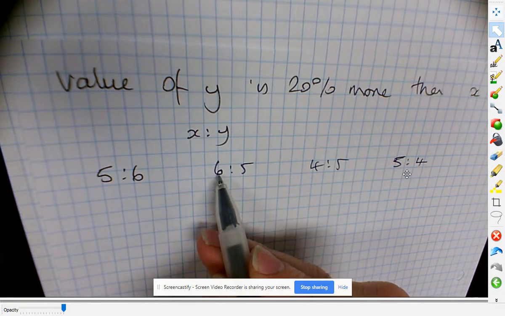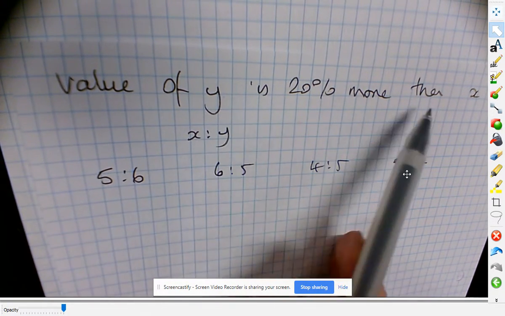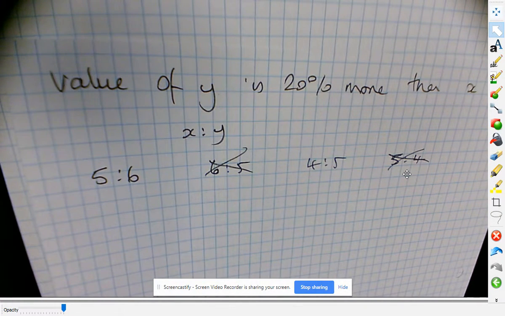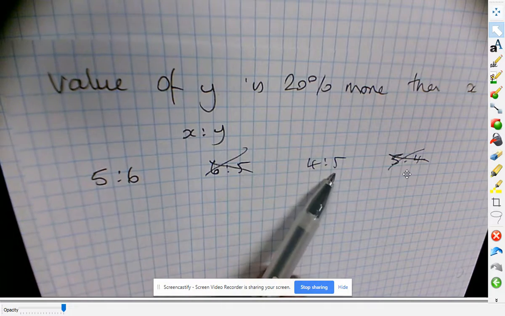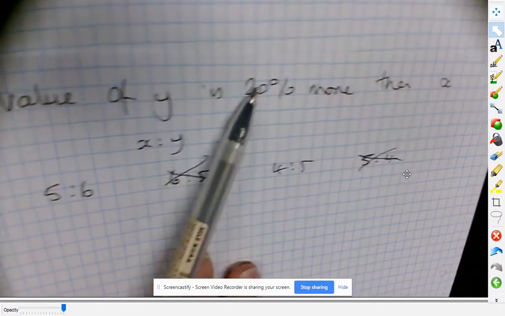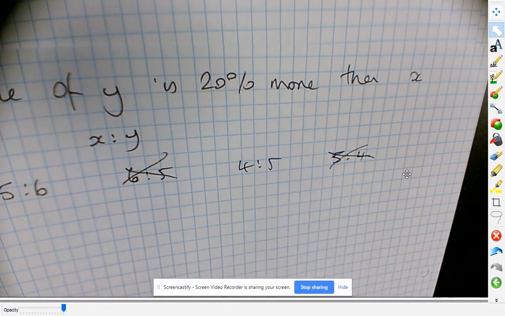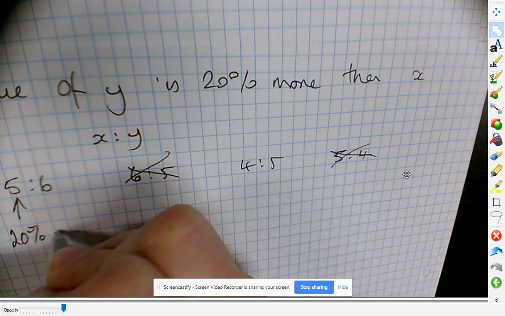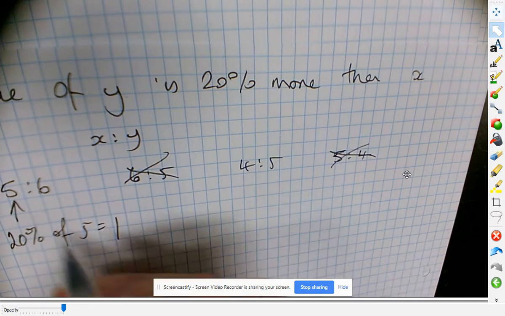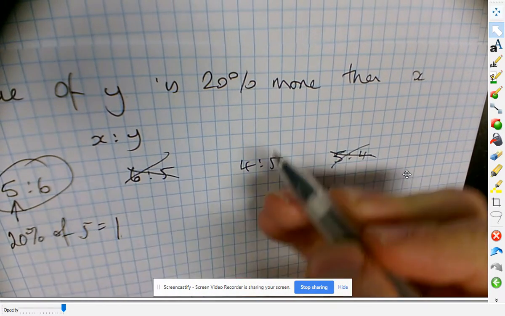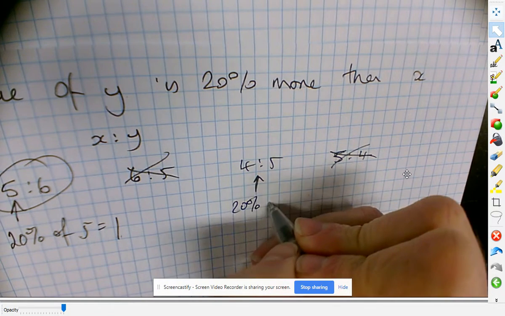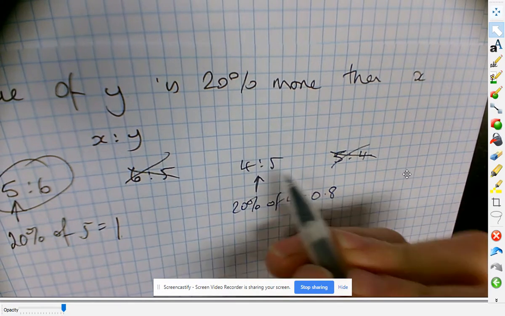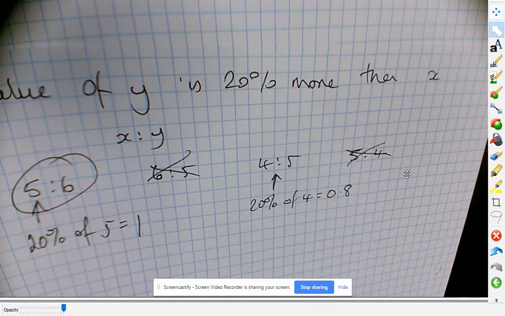In these two, x is more than y, but I'm being told y is more than x. So I can just ignore that, and I can ignore that. Can't I? Then it's a choice between this and this. And if I work out 20% of x and add it on, I get y. So 20% of 5 is 1. 5 add 1 is 6. It's this one. Check this one. 20% of 4 is 0.8. No, I don't get 5. It's not that. Okay.